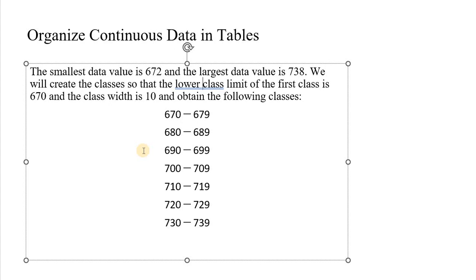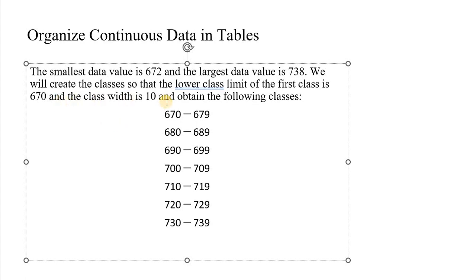We will create the classes. For the lower class limit of the first class, we're going to choose a number that is smaller than the minimum, or it is the minimum itself. The minimum is not a nice number. It doesn't end with 0 or 5. So I'm going to choose a smaller number that ends with 0, which is 670.